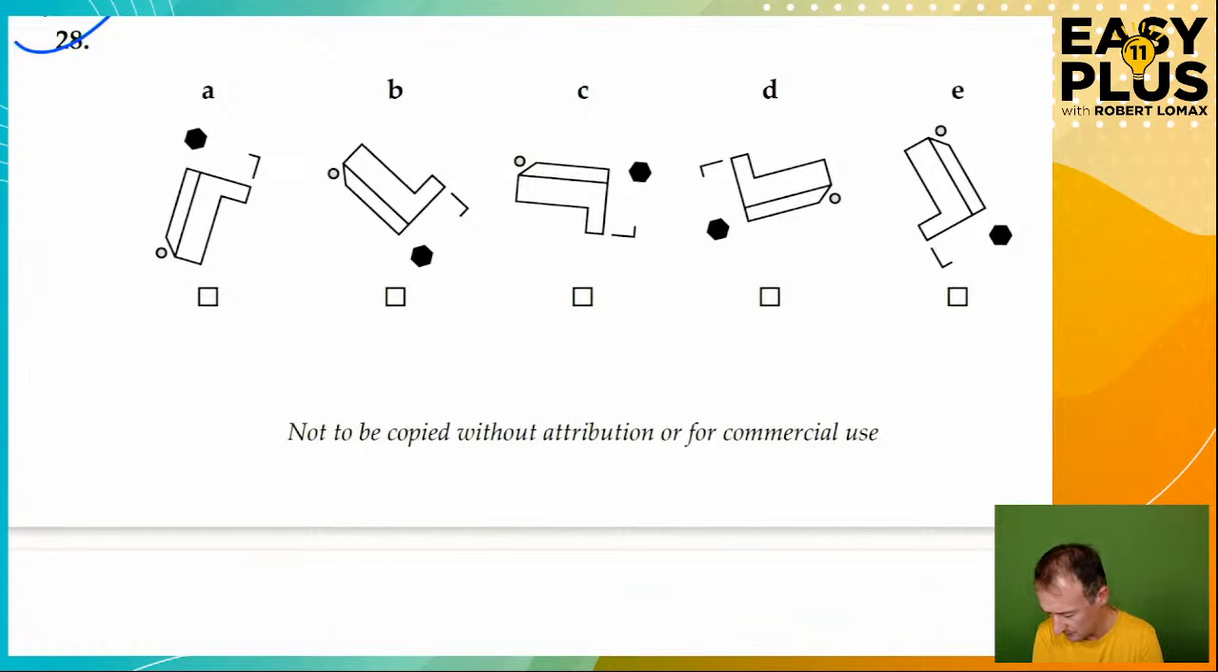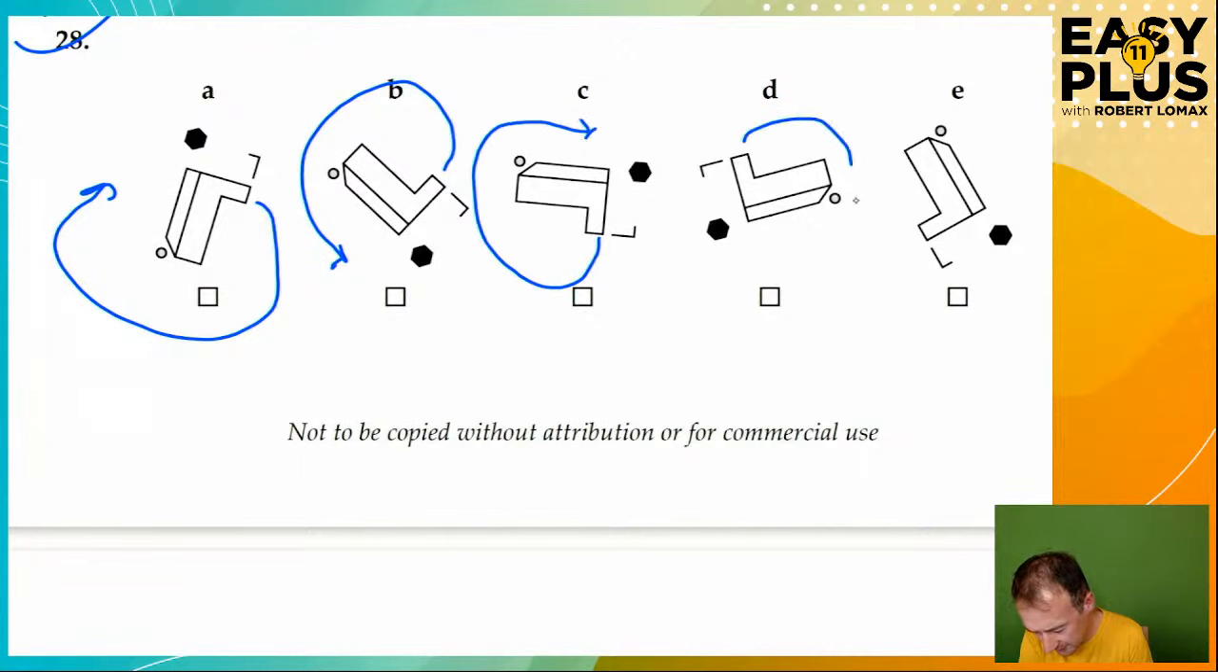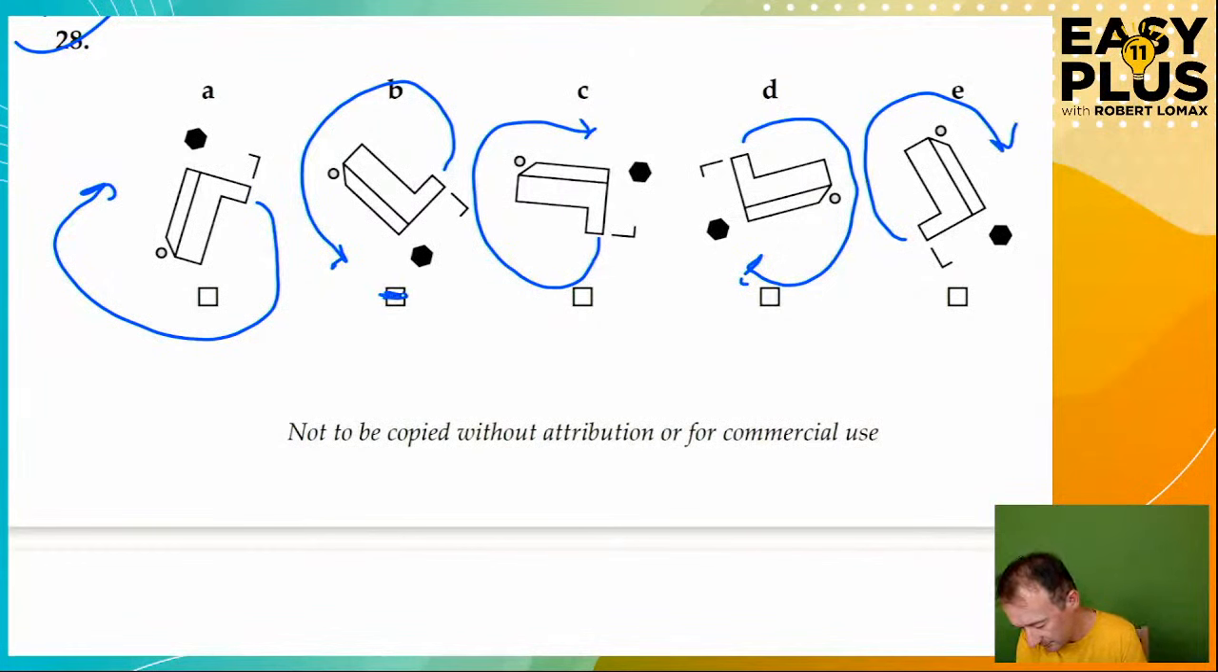Well, again, let's think about clockwise and anti-clockwise. So the first one, the boot, as it were, is kicking in a clockwise direction. Here in B, we're kicking in an anti-clockwise direction, so maybe not, but let's carry on. C, it's kicking in a clockwise direction. D, it's kicking in a clockwise direction. And E, it's kicking in a clockwise direction. So Mr. B over here is our odd one out boot.